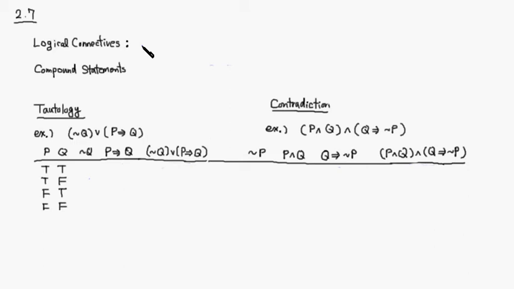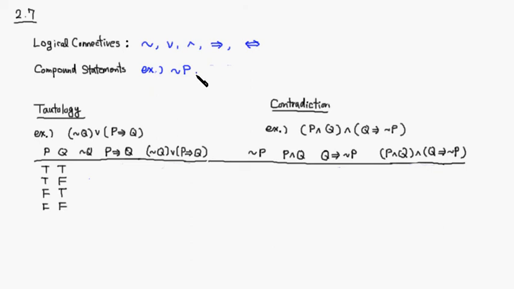For example, not, or, and, conditional, implies, or biconditional, if and only if. Those are called logical connectives. Compound statements are statements along with logical connectives. So the smallest compound statement we can create would be one logical connective, so not, and one statement. So not P would be a good example of compound statements.